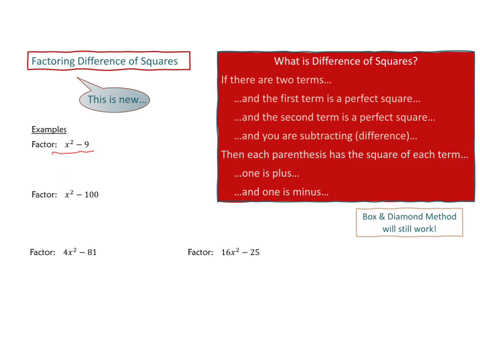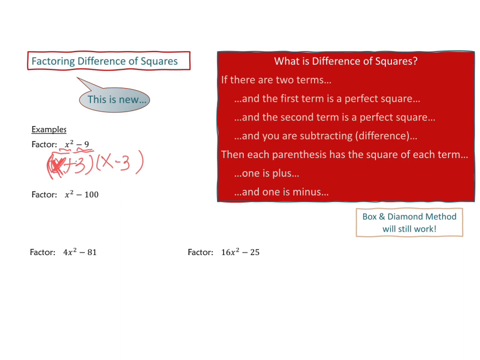Well, x squared is a perfect square of x, right? X times x, that's x squared. 9 is a perfect square of 3, right? 3 times 3 is 9. It says we can just make parentheses. Here we go. And we can put the x for the first one in the first parentheses and in the second one. And we can go plus 3 and minus 3. So x plus 3, sorry, that's not a very attractive plus sign, is it? x plus 3 times x minus 3 is the factor of that perfect square.